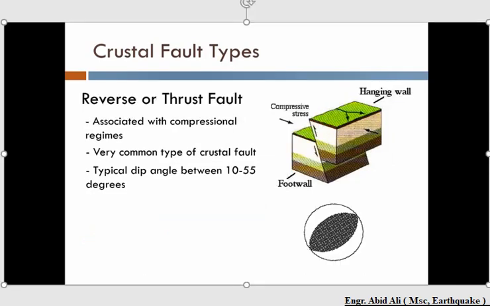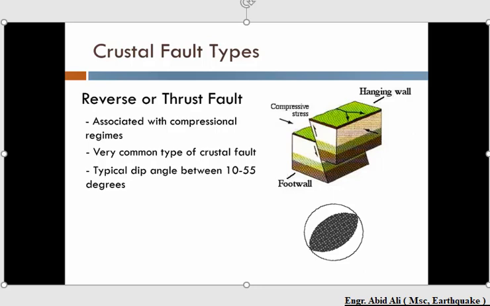Reverse faults are also dip slip faults, but they are different from normal faults, because instead of extension, now we are dealing with compression. So instead of two blocks sliding away from each other, they are sliding toward, pushing against one another. And the fault movement slides up the dip plane, not down the dip plane. So these are very common types of crustal faults.